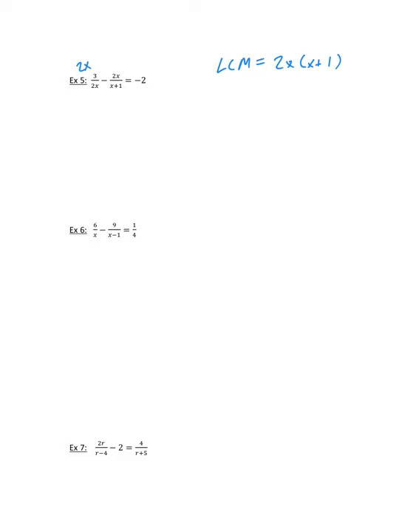So this is going to get multiplied by 2x times x plus 1. And then this one times 2x times x plus 1, and then this one times 2x times x plus 1. So in the first fraction, 2x crosses out. I have 3 times x plus 1. And minus. And in the second fraction, the x plus 1 cancels out, and I have 2x times 2x.